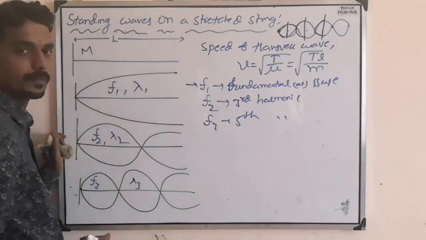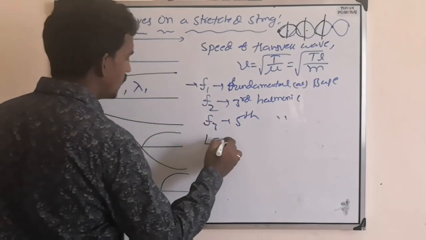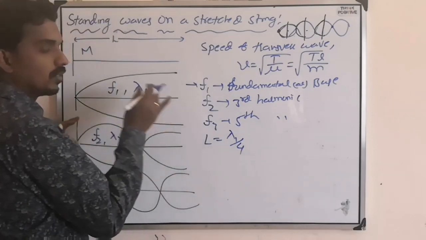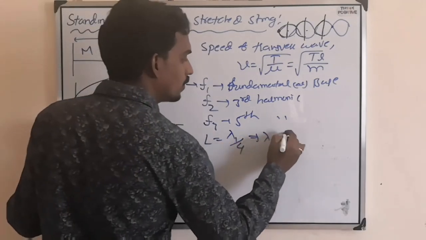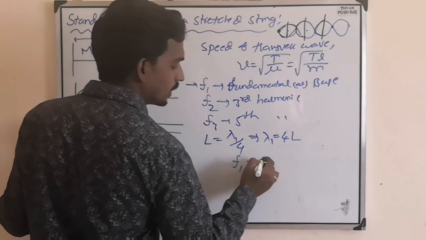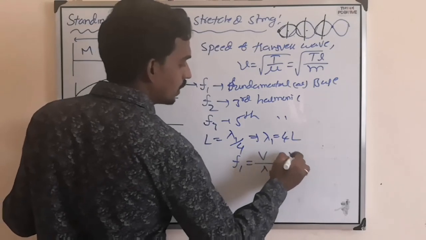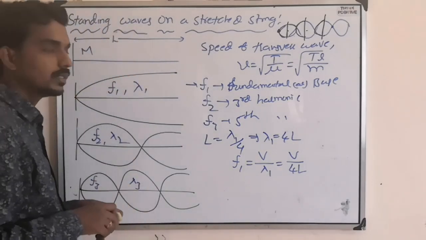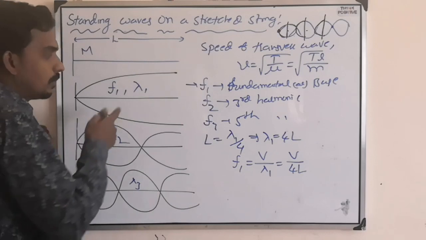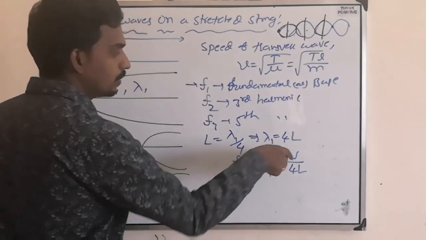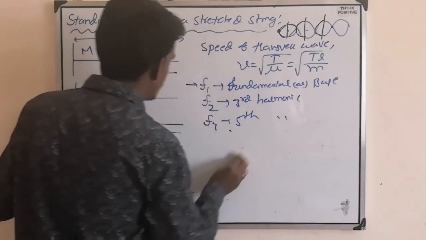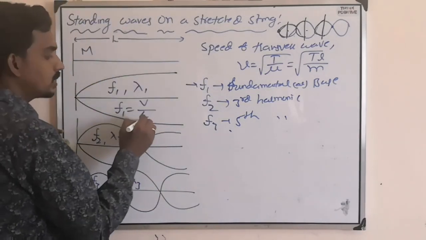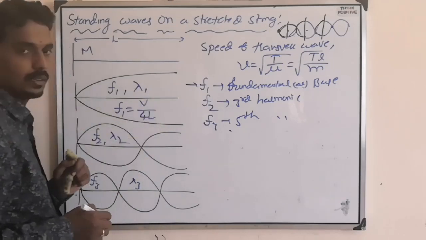See here in this case, the length of the string L equal to, in terms of wavelength, lambda by 4, half loop. Then lambda 1 will become 4L. So the corresponding frequency is V by lambda 1, V by 4L. In case of fixed string, V by 2L. But here it is half of that, V by 4L. So the fundamental frequency possible in case of open string is V by 4L.